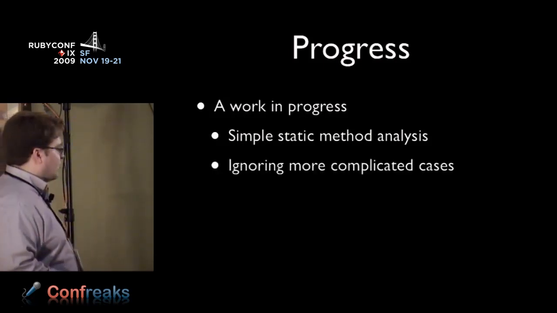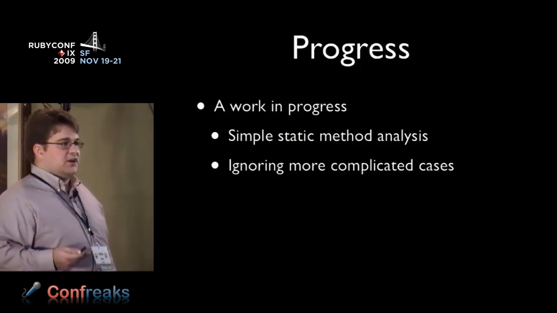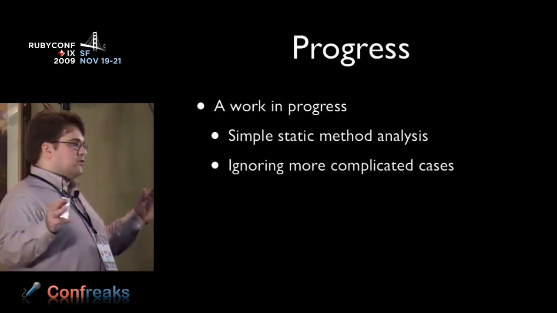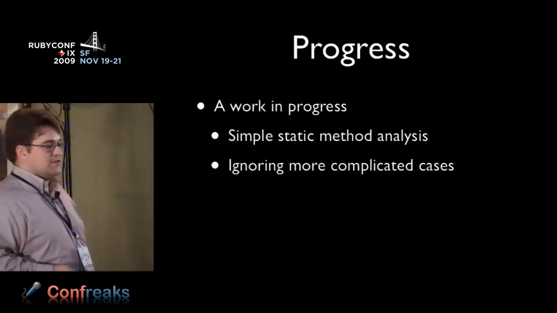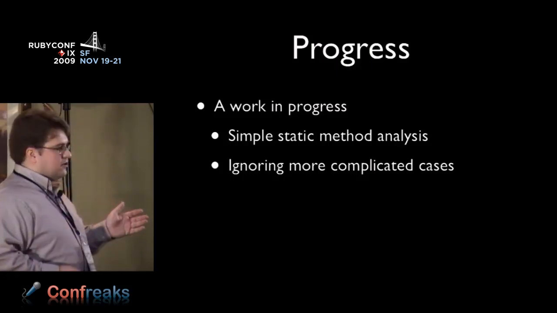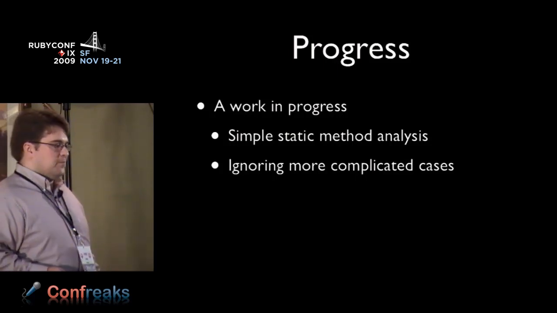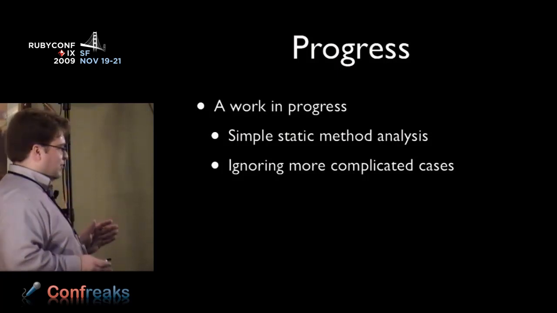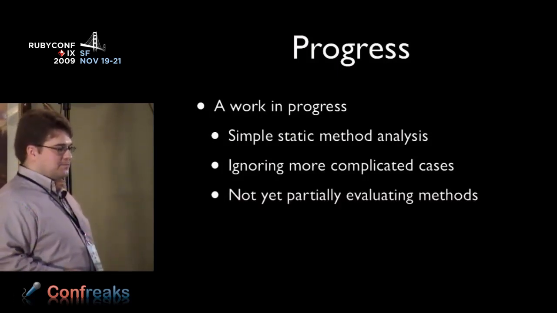And right now we're ignoring some more complicated cases. So for instance, right now we are not going inside methods to do partial evaluation. We can partially evaluate a whole method call, but we can't partially evaluate pieces of things inside of it. And we also aren't dealing with lambdas and closures in general. Not because they're impossible to deal with, but because they're a little bit more complicated and we want to, again, get something up and running.